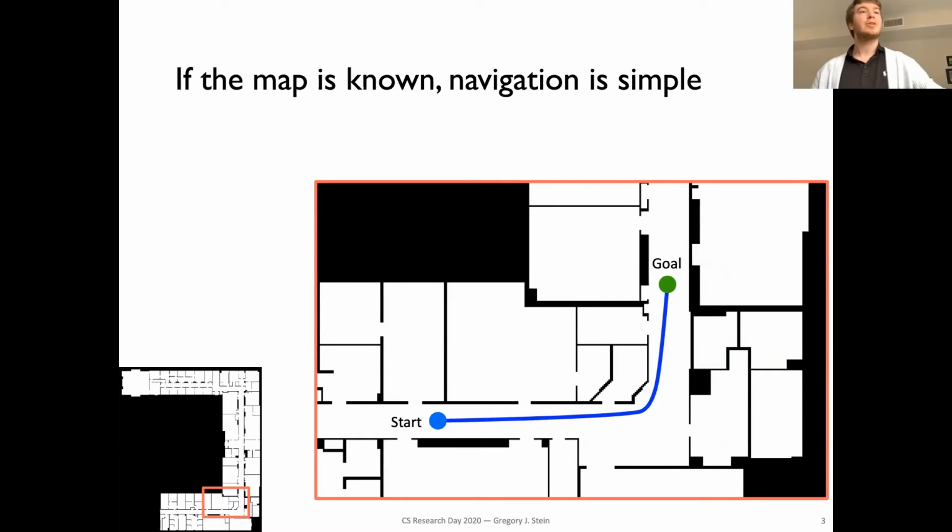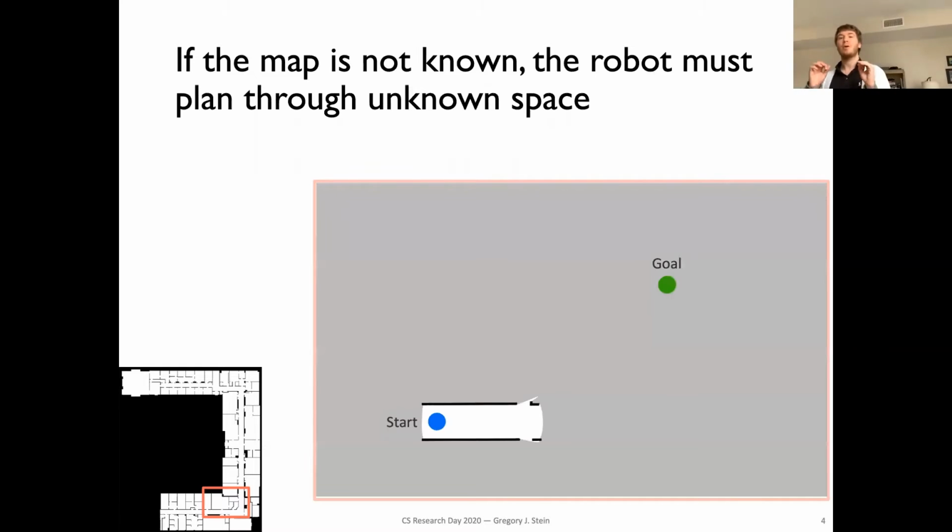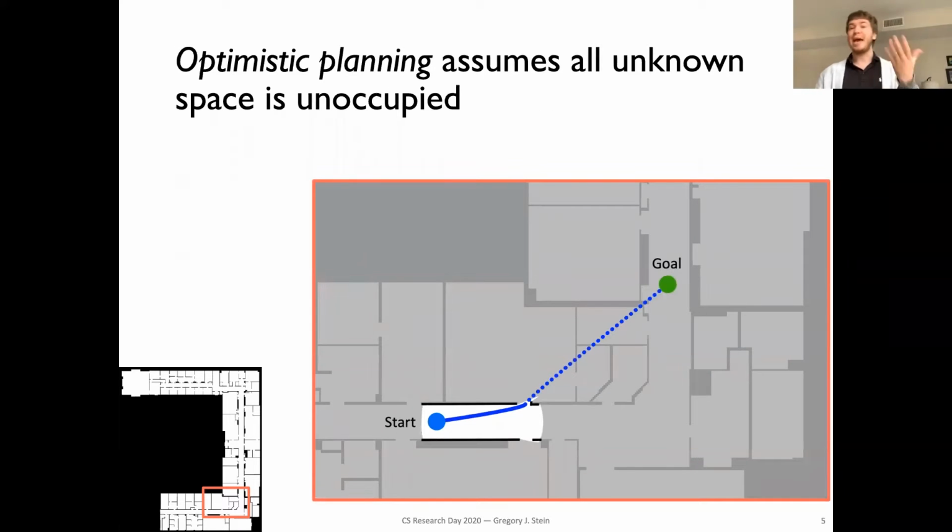The sort of research that I do involves thinking more about what happens when the map is not known, and about what you have to do in order to plan effectively through unknown space when much of the environment is just not known to you. Now, the standard thing to do is what I refer to as optimistic planning, where all unknown space is presumed to be unoccupied. The robot planning using such a strategy plans a trajectory that looks something like this.